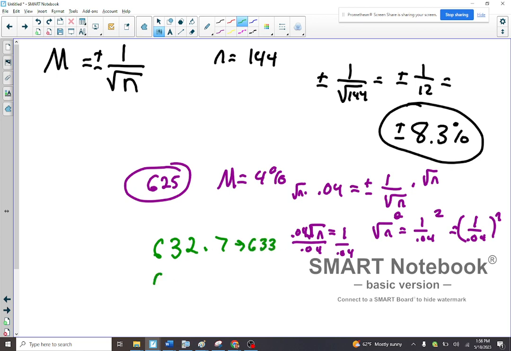633. You can't ask 0.7 of a person. But if it was like 642.1, I need to ask 643 people. You always round up, no matter what, because you need to hit that number. Even if it's 6.5, you round up. Always round up.